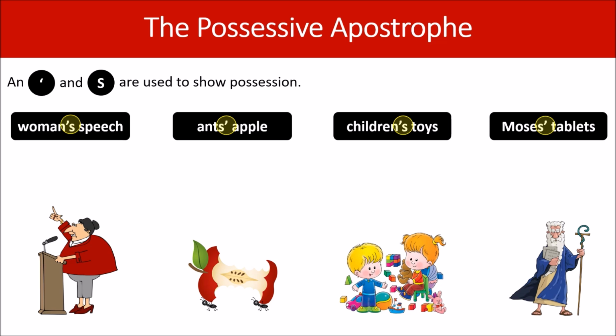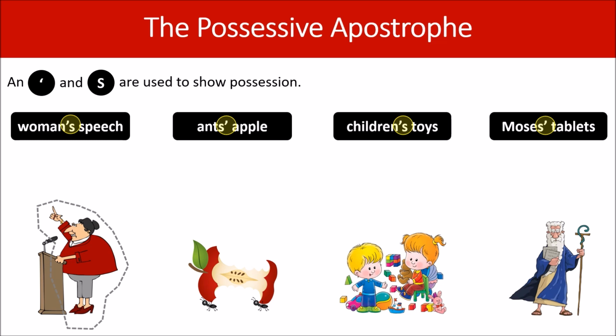We're going to go through these examples which have been chosen to cover all 4 types of noun. So we have a normal singular noun like woman, we have a normal plural noun like ants, we have a plural noun that does not end in an S like children, and we have a singular noun that does end in an S like Moses. So let's start with woman's speech.